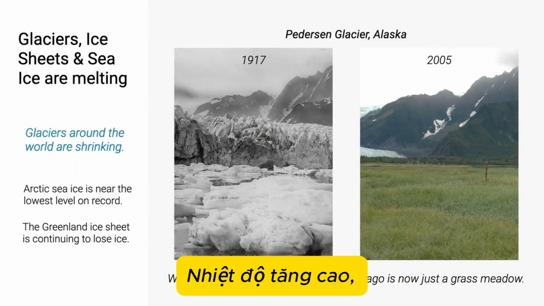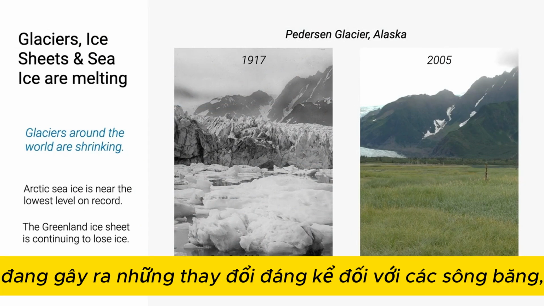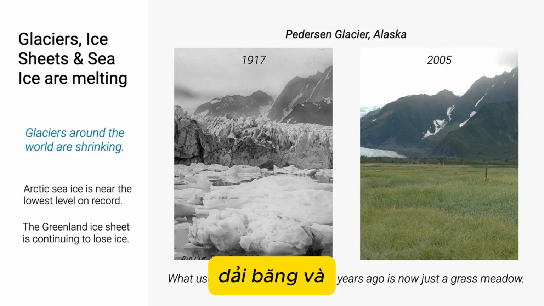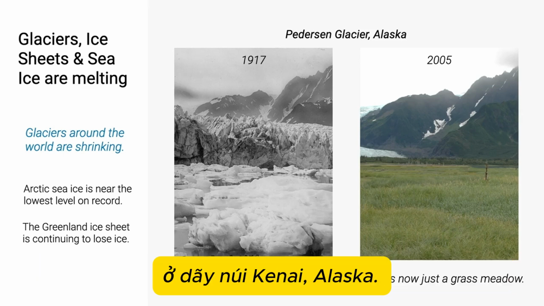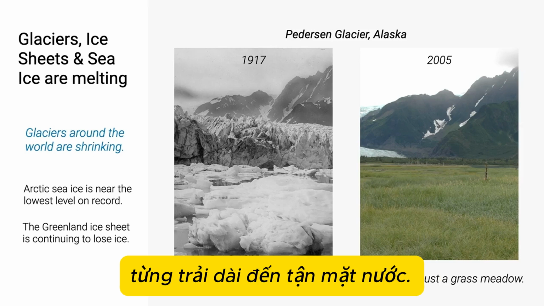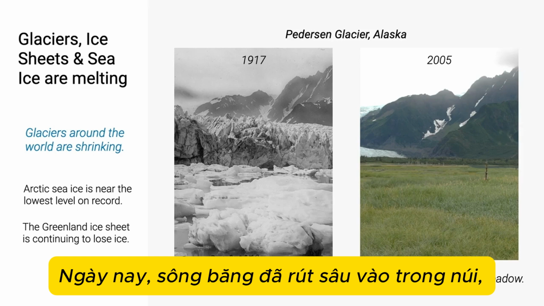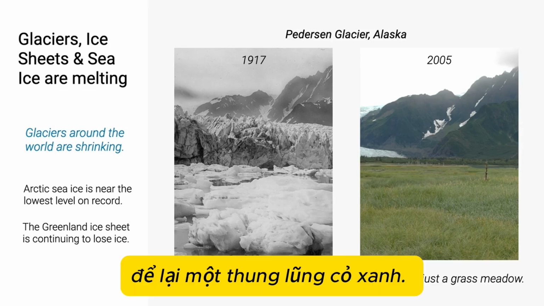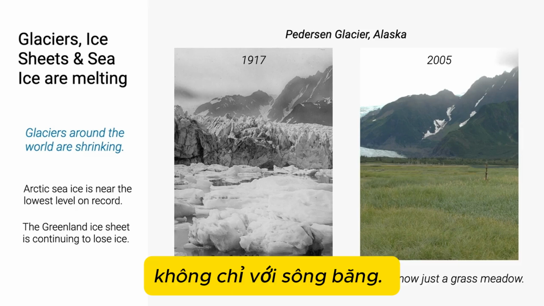The increased temperatures, particularly in the north, are causing significant changes to glaciers, ice sheets, and sea ice. These images show the Pedersen Glacier in the Kenai Mountains of Alaska. Just 100 years ago, the glacier extended all the way to the water. Today, the glacier has retreated back into the mountains, leaving behind a grassy meadow. And this is happening all over the world, and not just with glaciers.